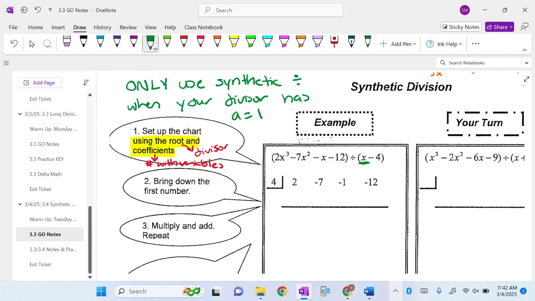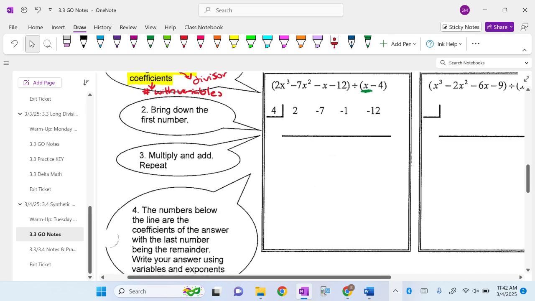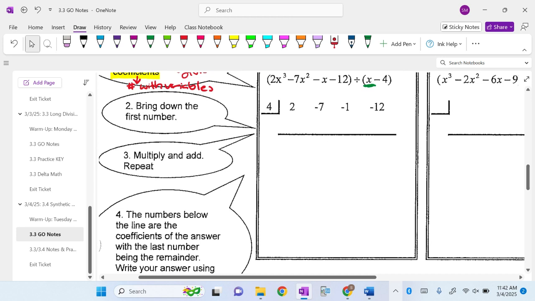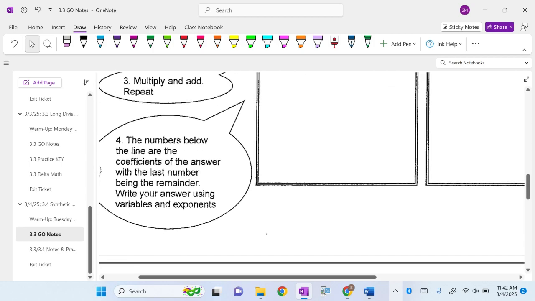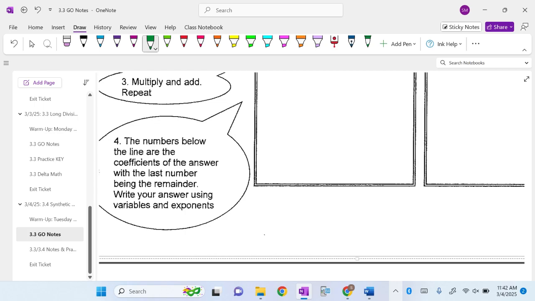All right. We can only use it if what we're dividing by does not have a coefficient or has a coefficient of 1 in front of that x. All right. Now, the next steps are a little bit wonky, but we'll talk about it. So we bring down the first number, multiply and add, and then repeat. All right. Then the numbers below the line are the coefficients of the answer, with the last number being the remainder. Write your answer using variables and exponents. So that's a lot. You may not have a clue what I'm talking about, but that's why we go through these things.